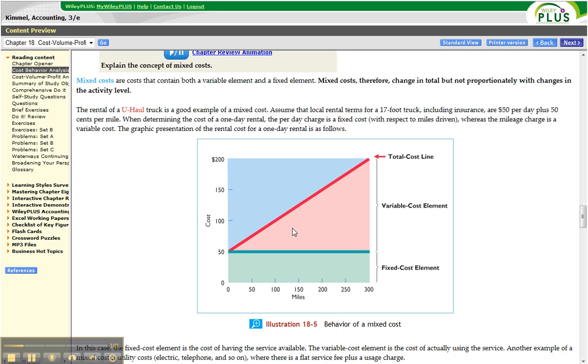So this pink is the variable cost element. This is the fixed cost element. This red line is the total cost line. If you compare, like at 150 miles, you'd be right about here. So the fixed cost would be there. The variable cost would be this pink area. So the red line would be the total cost. It's the sum of the pink and the blue at that level of mileage.